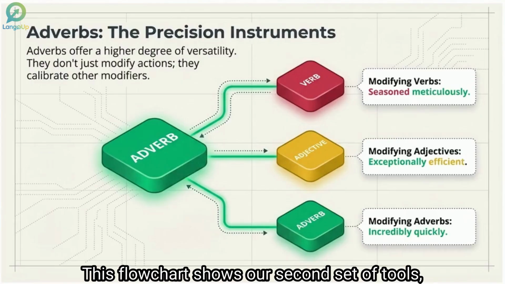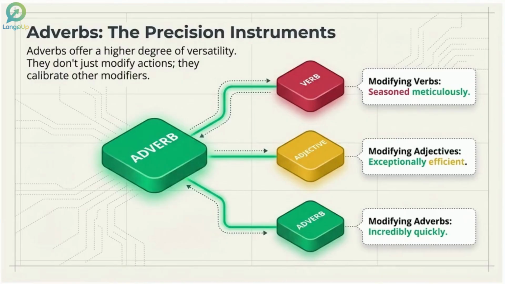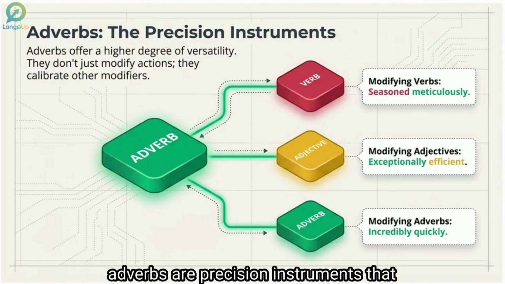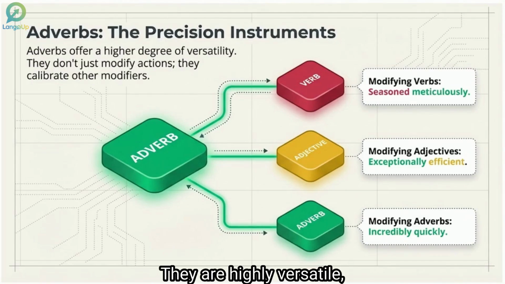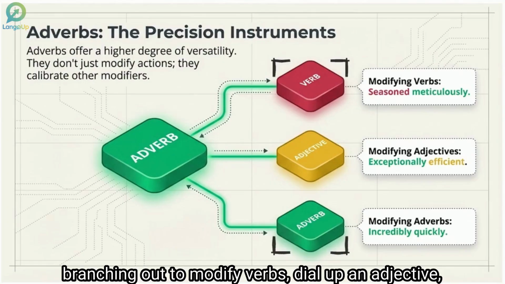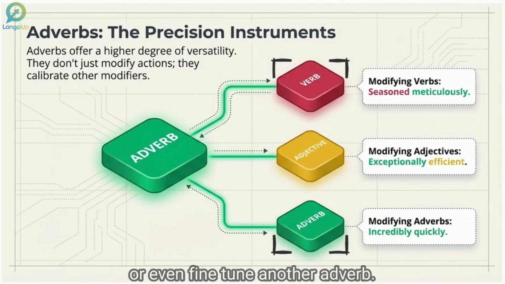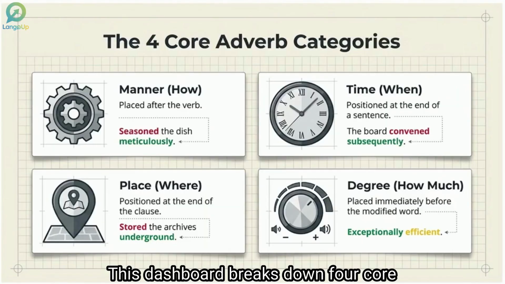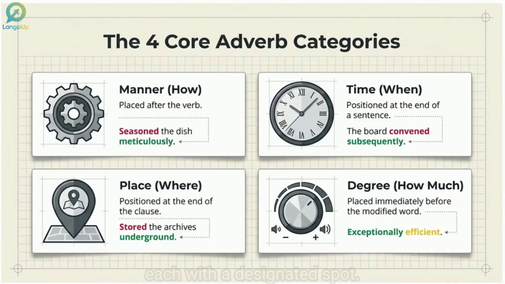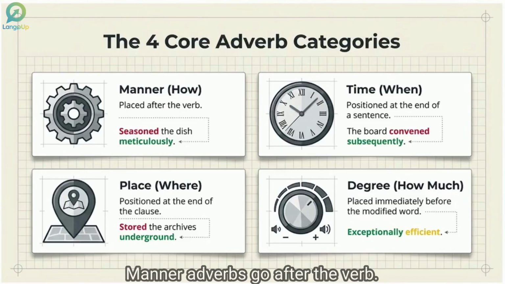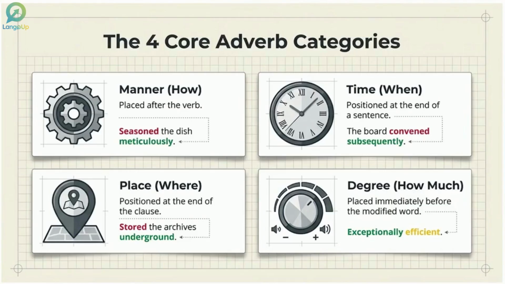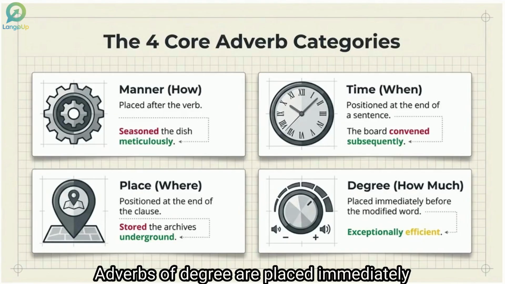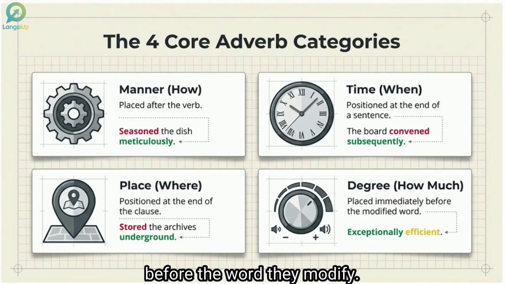This flowchart shows our second set of tools, adverbs. While adjectives focus on nouns, adverbs are precision instruments that calibrate intensity. They are highly versatile, branching out to modify verbs, dial up an adjective, or even fine-tune another adverb. This dashboard breaks down 4 core categories of regular adverbs, each with a designated spot. Manner adverbs go after the verb. Time and place adverbs generally sit at the very end. Adverbs of degree are placed immediately before the word they modify.